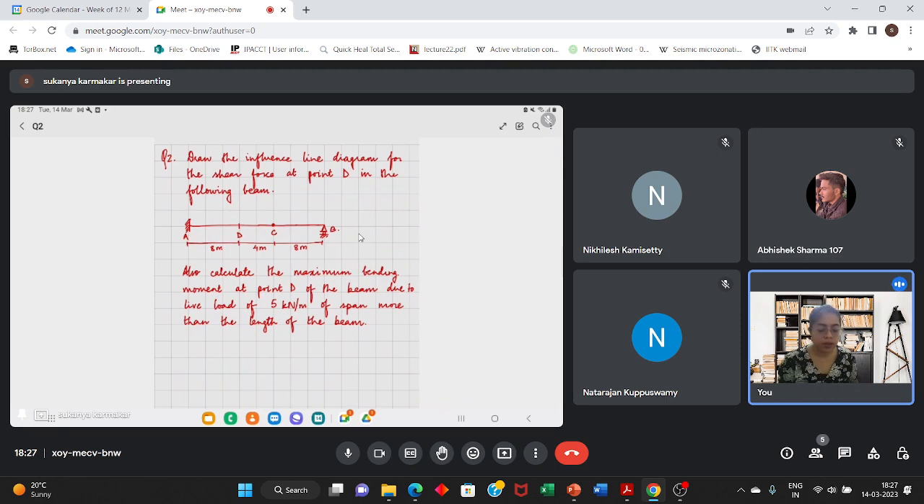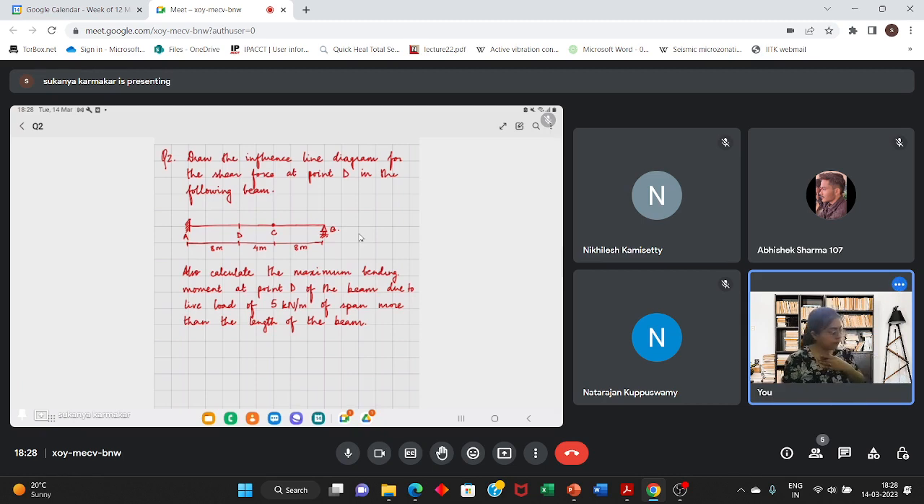Here we'll have to draw the influence line diagram for the shear force at point D in this beam. And this also has a second part: we'll have to calculate the maximum bending moment at point D of the beam due to a live load of 5 kilonewton per meter of span more than the length of the beam. Earlier, the length of the load was short, and now the UDL can cover the entire length of the beam. So basically here you'll have to draw the ILD for the shear force at D as well as the bending moment at point D for the second part of the question.